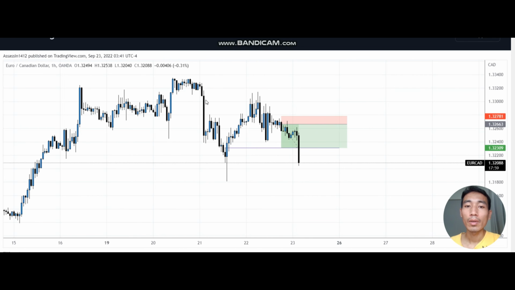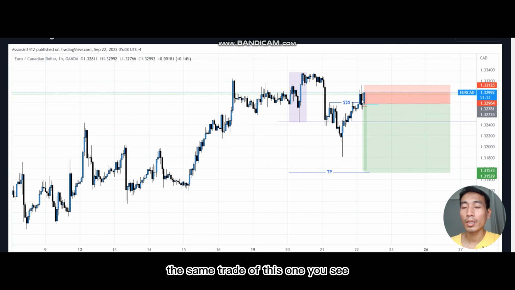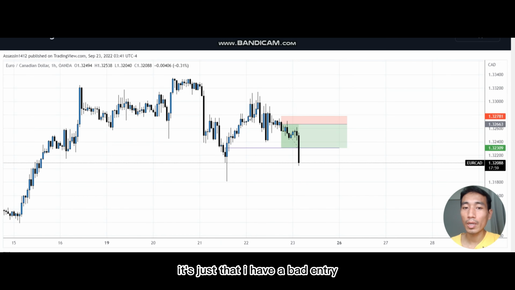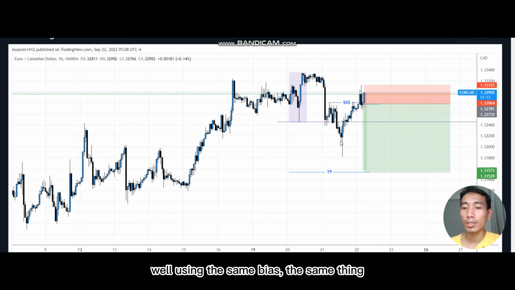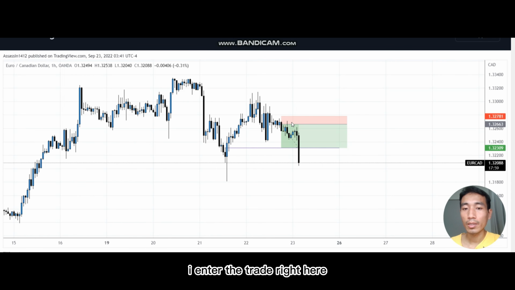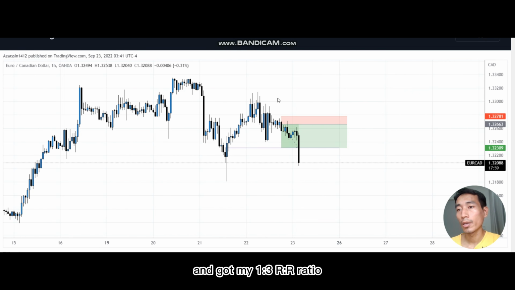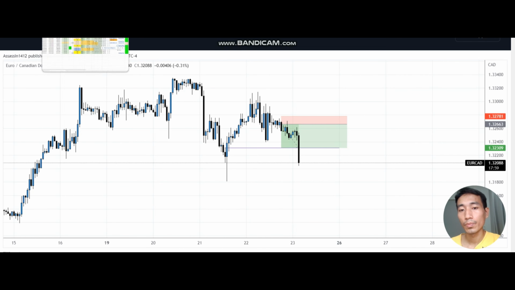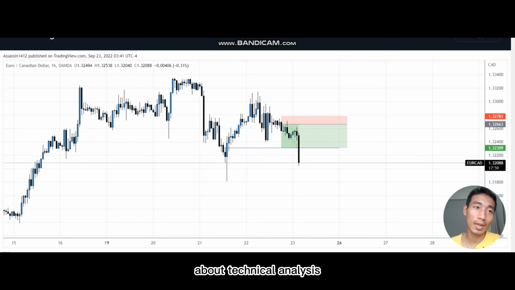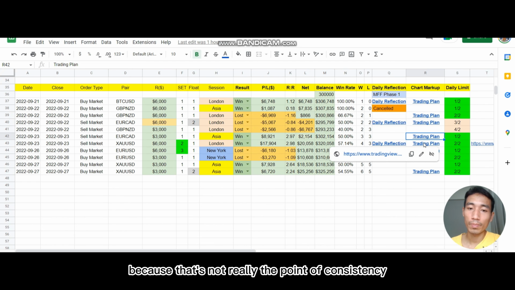It's basically the same trade as this one. You see? So basically, on this trade, my bias was right. It's just that I had a bad entry. So the next morning, when I saw price consolidation around here, using the same bias, the same thing I just talked about on this trade, the same target, even shorter target, I entered the trade right here and price trended to the downside and got my 1 to 3 risk reward ratio. I really don't want to talk in deep technical analysis because that's not really the point of consistency.